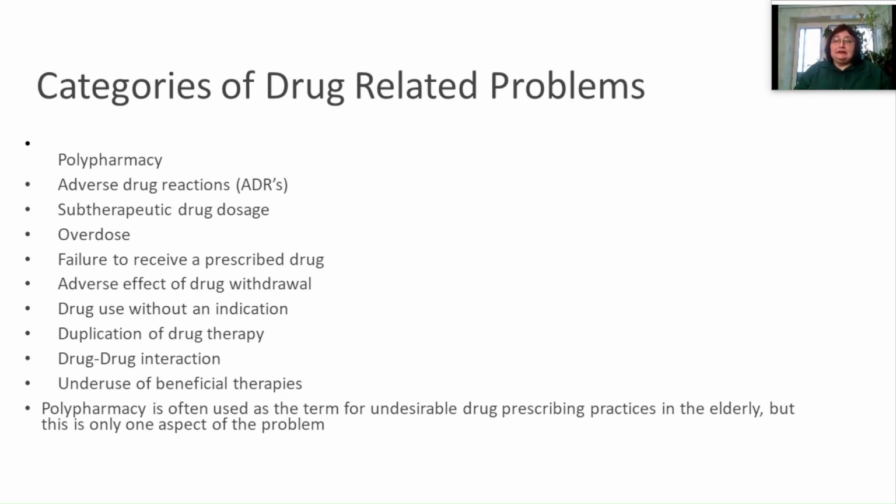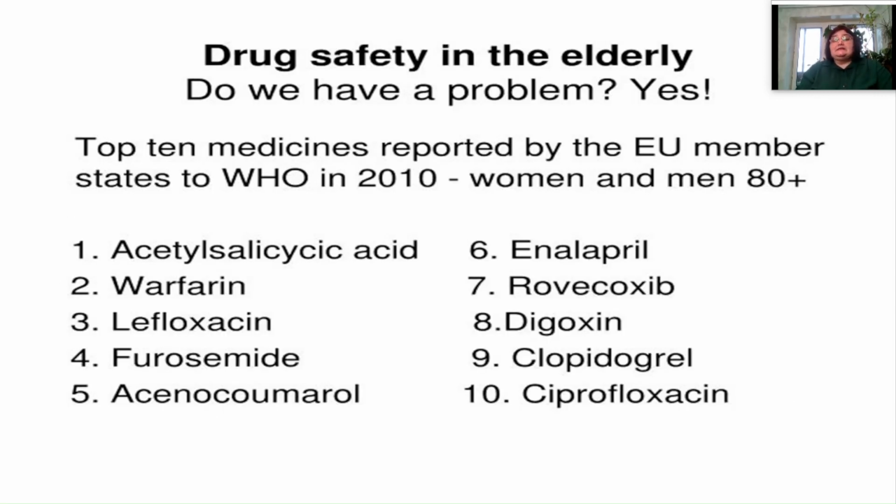They include polypharmacy in the first place, adverse drug reaction, subtherapeutic drug dosage, overdose, failure to receive a prescribed drug, adverse effect or drug withdrawal, drug use without an indication, duplication of drug therapy, drug-drug interaction, and underuse of beneficial therapy. Polypharmacy is often used as a term for undesirable drug prescribing practice in the elderly, but is only one aspect of the problem. Drug safety in the elderly.